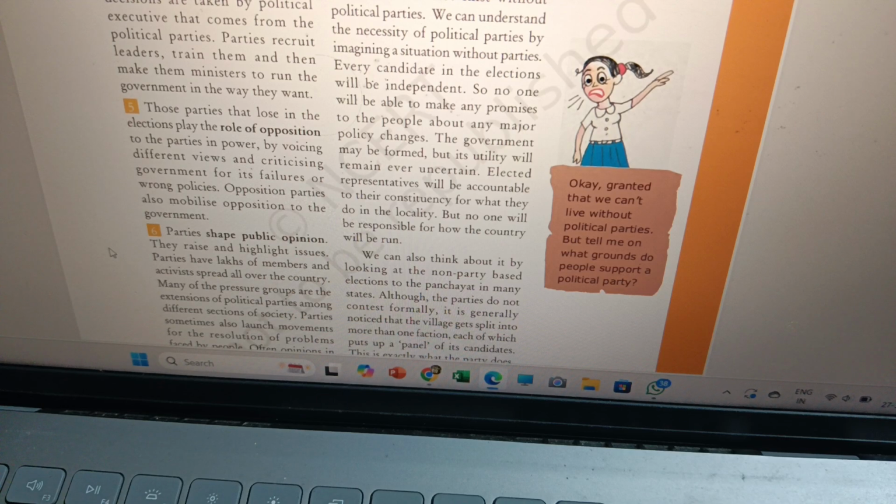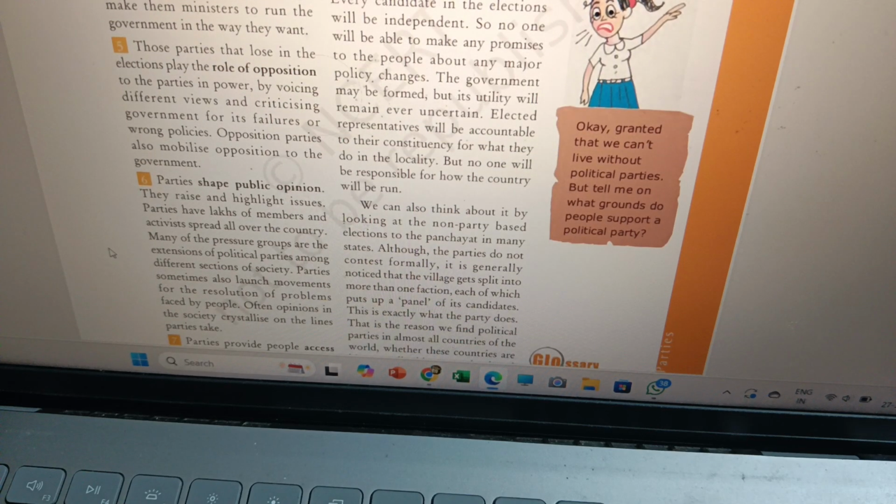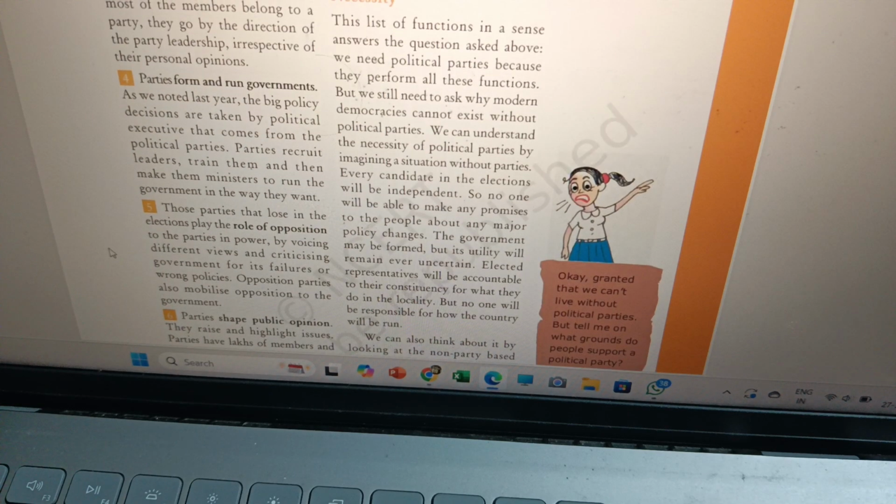Elected representatives will be accountable to their constituency for what they do in the locality. Suppose there is no political party: the leader who got elected may be accountable only to that particular constituency. But we need elected people for the whole country. No one will be responsible for how the country will be run. So there comes the importance of political parties. So this is the answer to why we need political parties.